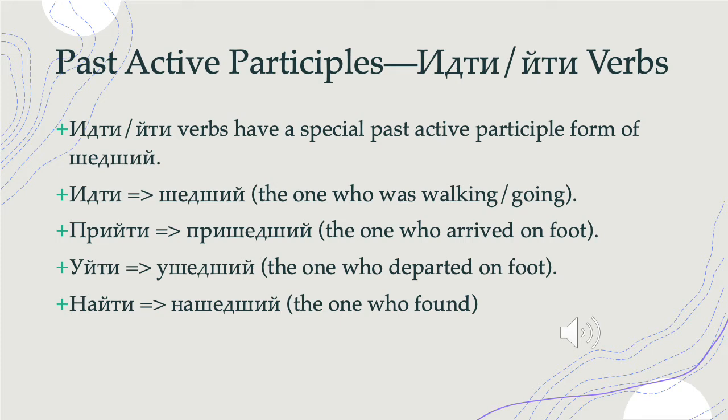Note, however, that et verbs have a special past active participle form, which is szedszy. So et is going to become szol in the masculine past tense, but the participle is szedszy, the one who was walking or going. And if we have a prefixed form of et, it's going to be the same. We're just going to add the prefix to szedszy. So we have priti becomes przyszedszy, uiti becomes uszedszy, and naiti becomes naszedszy. So that is irregular in its own way, but at the same time it's completely regular. All et verbs are going to take this szedszy form.